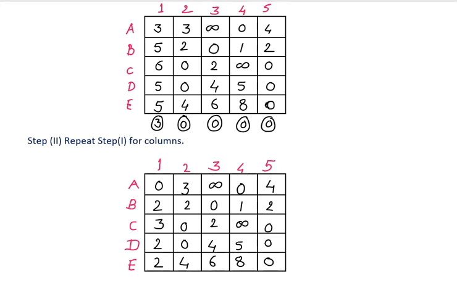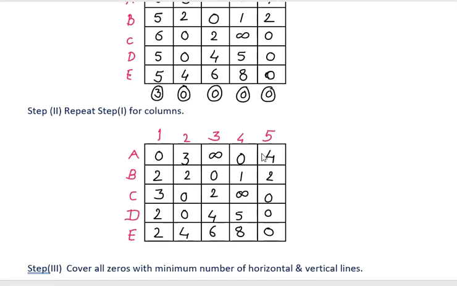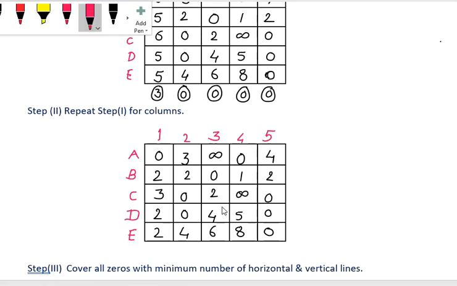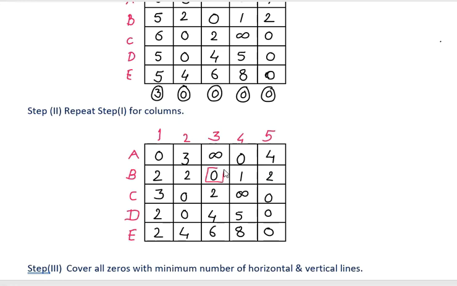Now apply step number 3: cover all zeros with the minimum number of horizontal and vertical lines. So let us perform step number 3 here. Starting from the first row, look at the rows containing a single zero. The first row contains 2 zeros, the second row contains a single zero. So we make an assignment here in the second row, and when we make an assignment in a row, we have to draw a vertical line.